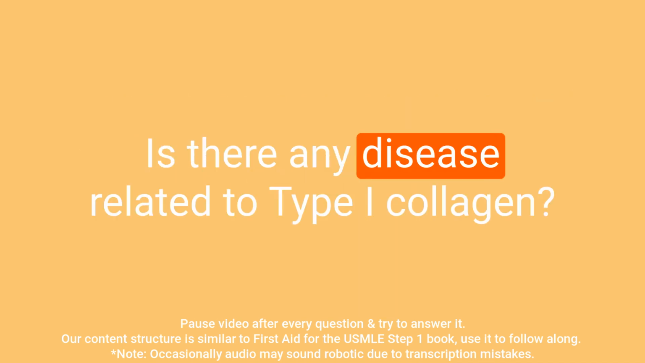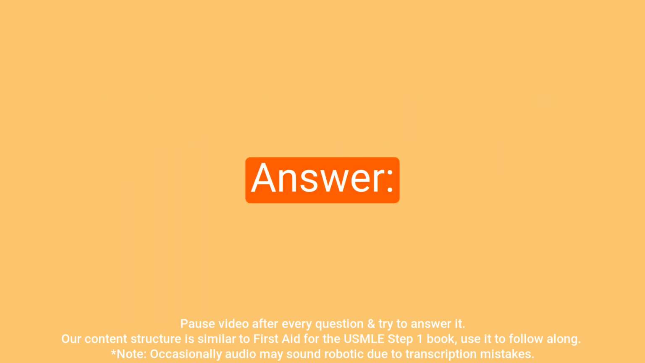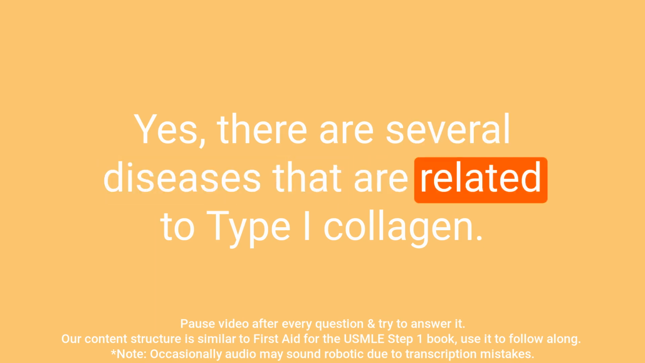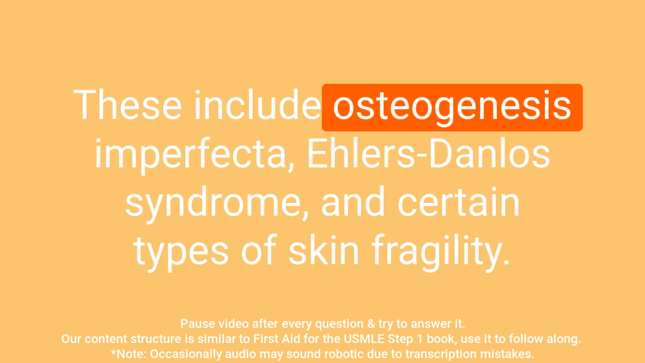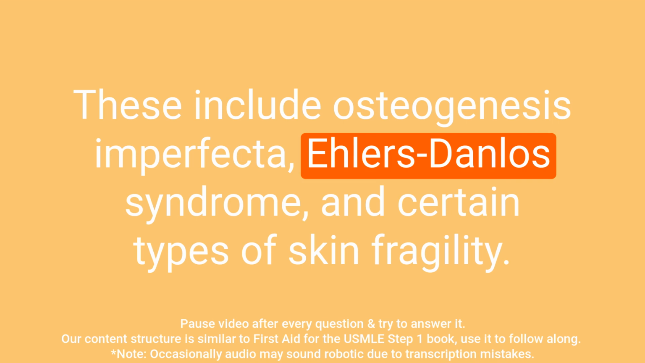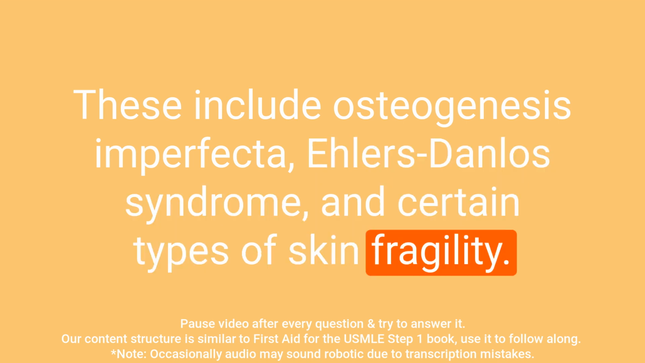Question: is there any disease related to type I collagen? Answer: yes, there are several diseases that are related to type I collagen. These include osteogenesis imperfecta, Ehlers-Danlos syndrome, and certain types of skin fragility.